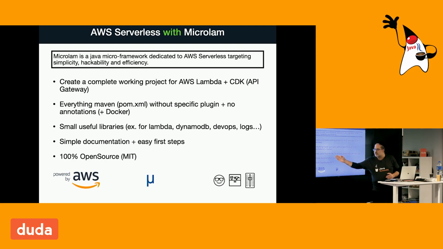And also, I'm providing small useful libraries for Lambda, DynamoDB. DynamoDB, it's a NoSQL database that is very interesting to use. For DevOps, you have some tasks for deploying, things like that, and for the logs. And also, you have access to a simple documentation, so it's a small framework. There are 2 guides only, one for creating your first application, and the presentation will be based on it, and the second one for going deeper into the AWS services you can use. And it's 100% open source.